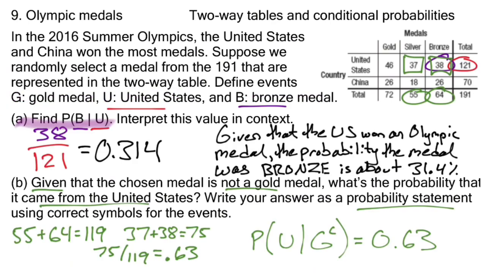In part A, we are finding the probability of event B given event U has taken place. That means the probability of getting a bronze medal given that the United States won a medal. So you will notice right over here in red, the probability of the United States winning a medal. There were 121 medals won by the United States, so 121 is in the denominator. The probability of getting a bronze medal is 38 of those 121 medals were bronze, so you would just do 38 over 121.